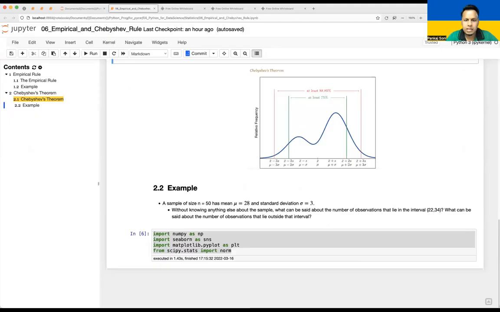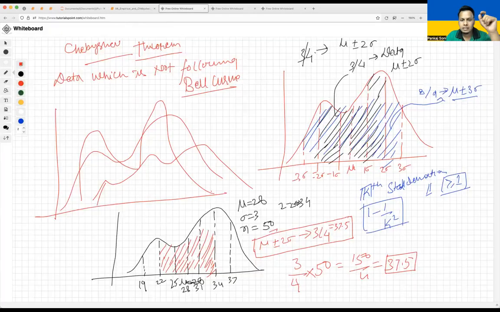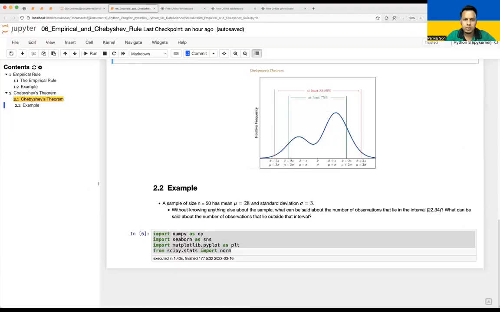Okay, so that's what they're asking. What can be said about the number of observations? So 37.5 observations. Remember, guys, this will be a whole number, so we cannot just take the float number. So I should say here 38 observations are falling within mu plus minus 2 sigma, whose height is equal to 22 to 34. That's what they're telling.